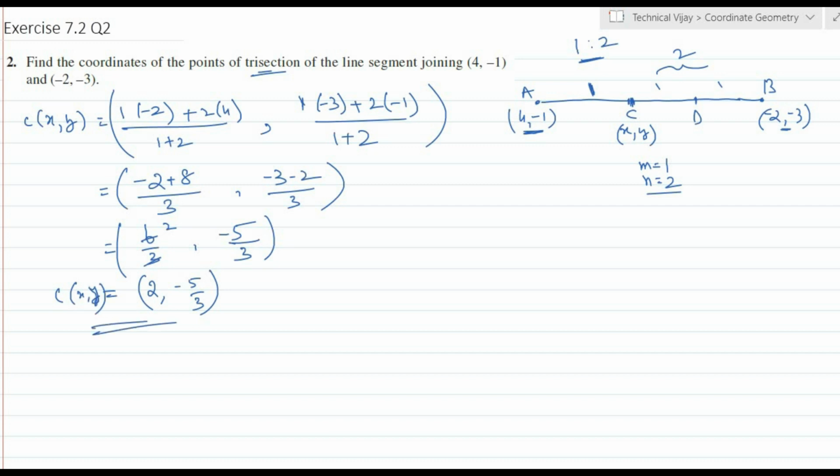So now you have to find out this D coordinates. So here now we will assume this one as x comma y. So we will forget this one. Instead of xy we will write 2 comma minus 5 by 3. Okay, so we will write this one. This C coordinates we know. So C coordinates will be now 2 comma minus 5 by 3. Okay, so now we got A coordinates, B coordinates and C coordinates also.